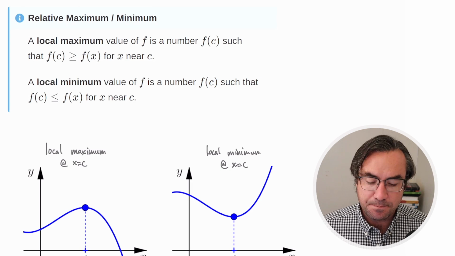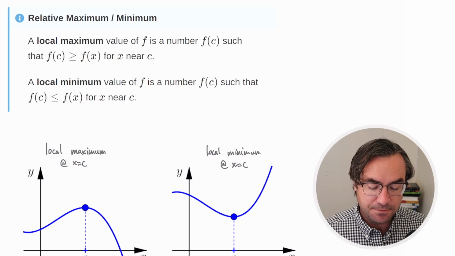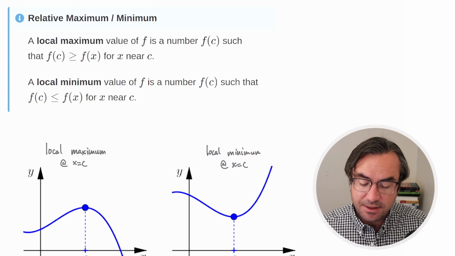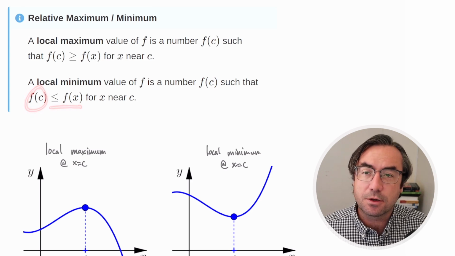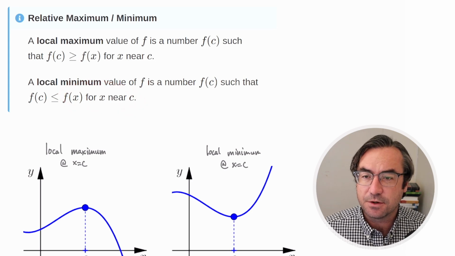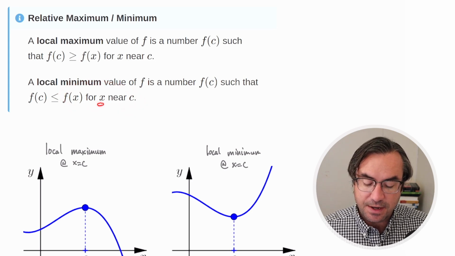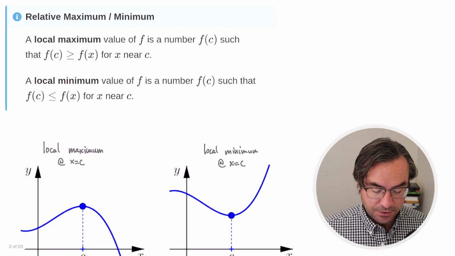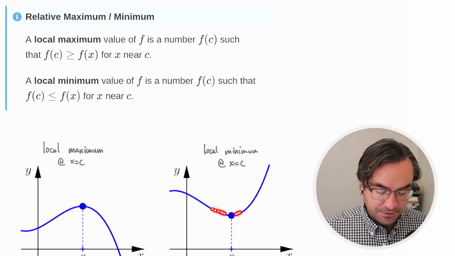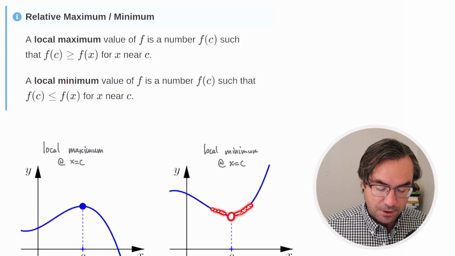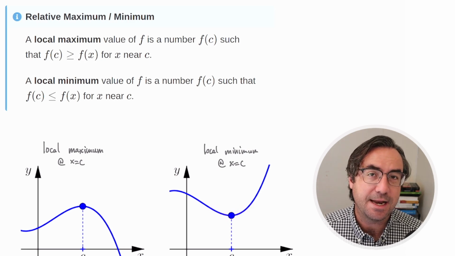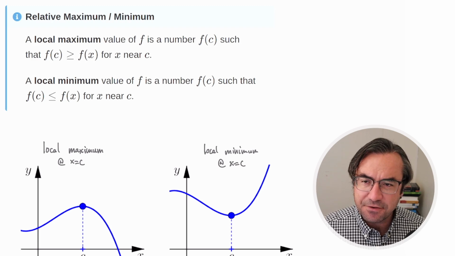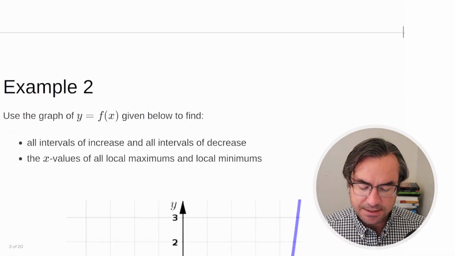And a local minimum is a value of our function. So we plug the number c into our function, and that function value is smaller than all of the surrounding function values. Any x value that you plug in that's close to c is going to be a little bit bigger. So if we look at just the x values surrounding it, the lowest one is that point at x equals c. All right, so that's the definitions. Now let's try an example.